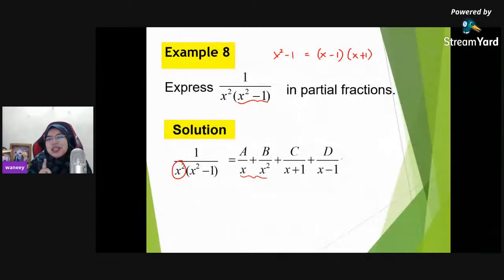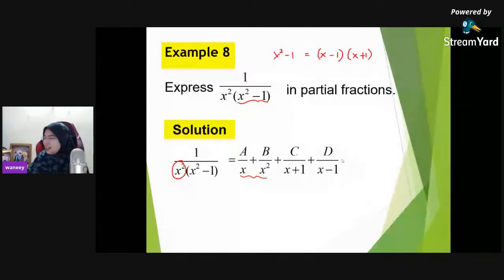Now your job is to make sure you have a common denominator. And then once you have a common denominator, compare your numerator. And then you can either use substitution or comparing coefficients. So do make sure to find out the value of A, B, C and D. So again, I'll give you 5 minutes for you to solve them.